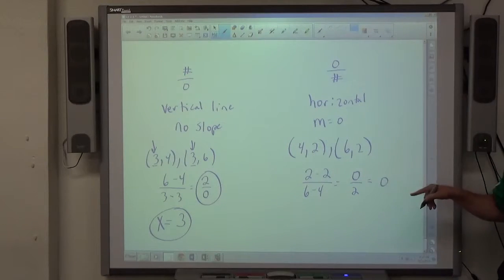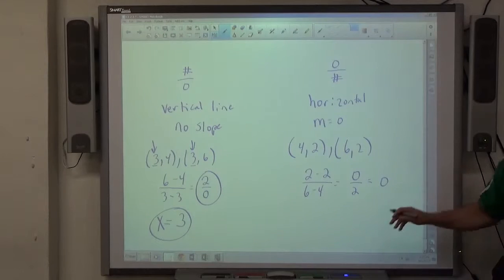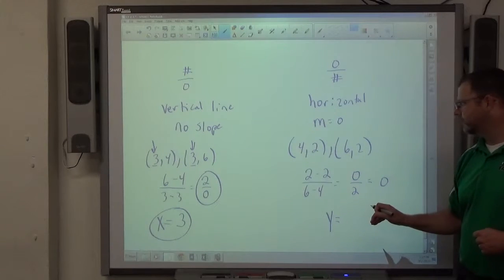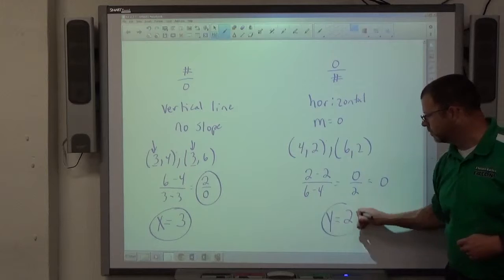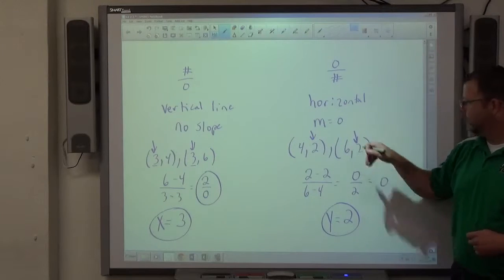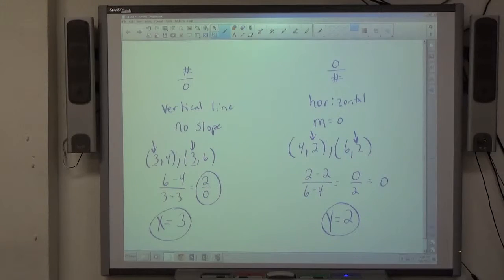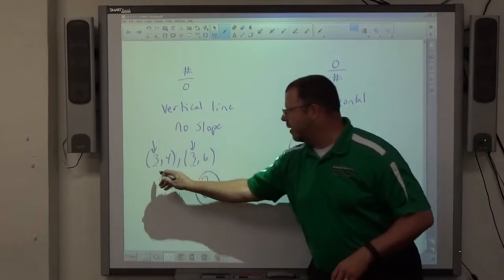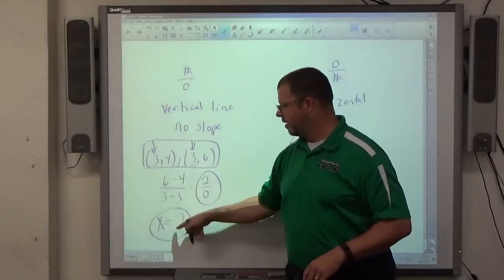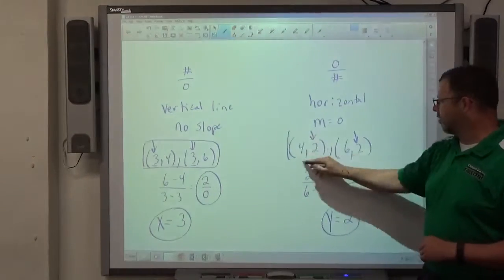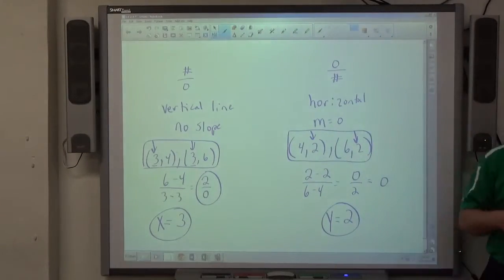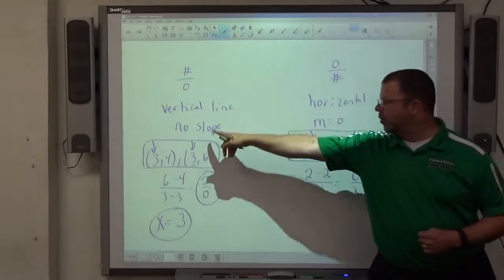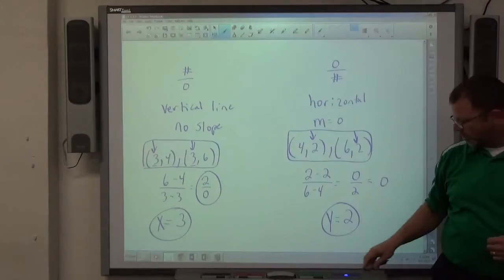0 over 2 is equal to 0. Once I see a slope of 0, I know immediately if I was trying to find the equation of the line, y equals what? 2. The y's are equal, you get y equals 2. X's are equal, x equals 3. Okay, if you recognize that immediately, hey look, the x's are the same, x equals 3. Hey look, the y's are the same, y equals 2. Again, if all they're asking for is slope though, no slope on a vertical line, 0 slope on a horizontal line.